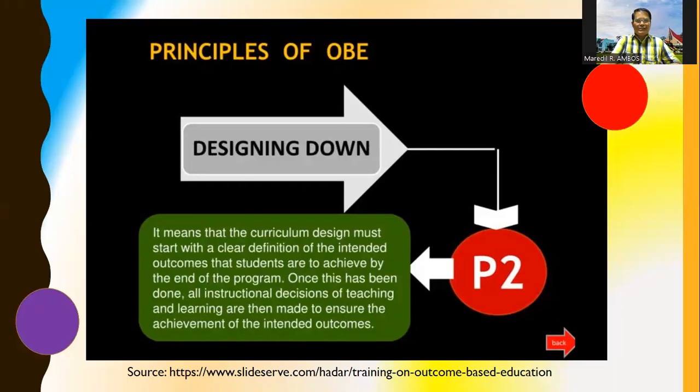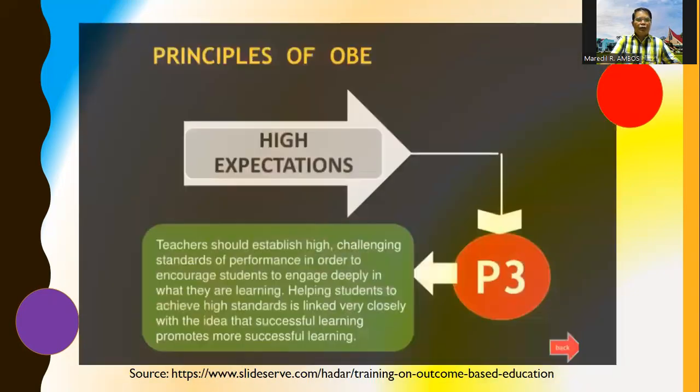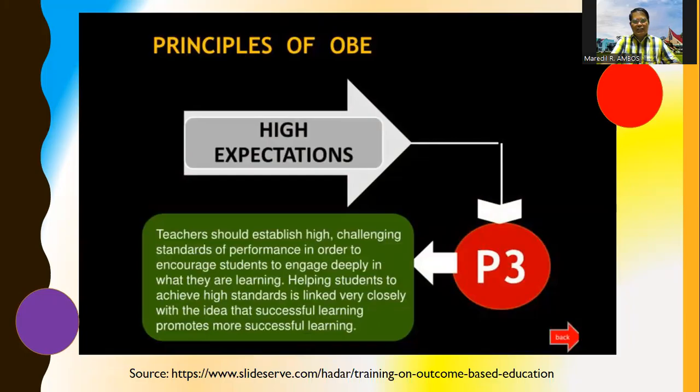The second one is designing down. It means that the curriculum design must start with a clear definition of the intended outcomes that students are to achieve by the end of the program. Once this has been done, all instructional decisions of teaching and learning are then made to ensure the achievement of the intended learning outcomes.